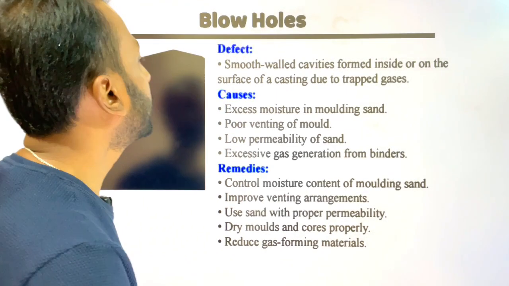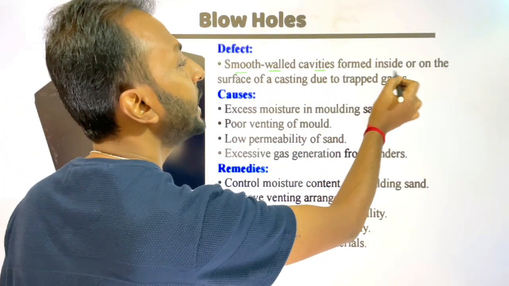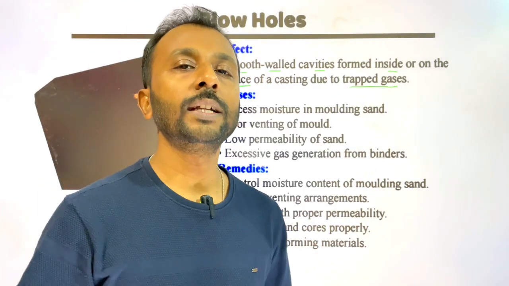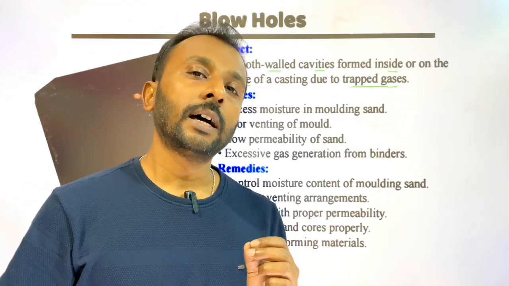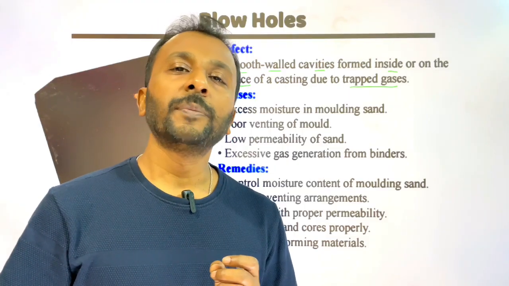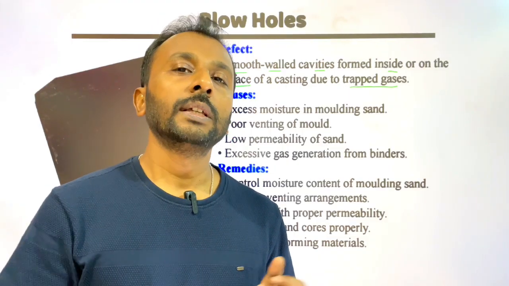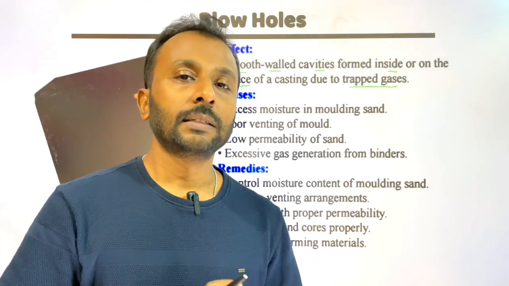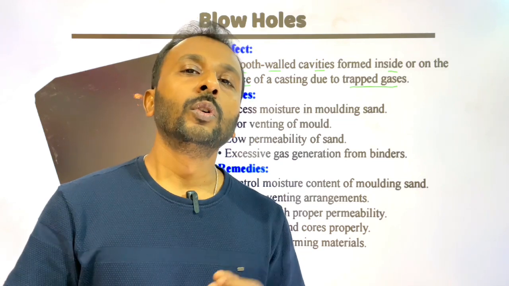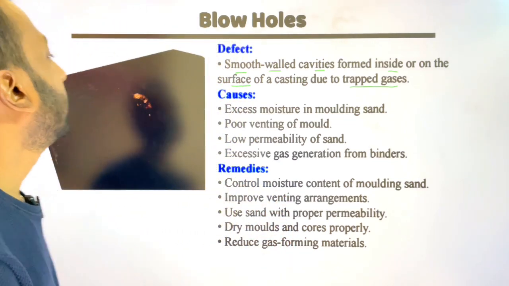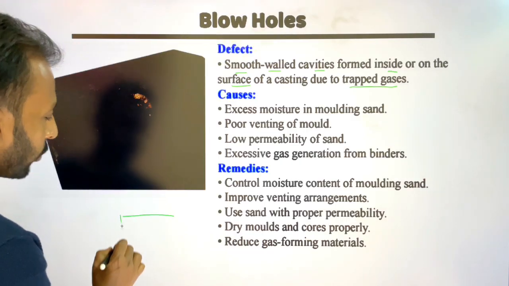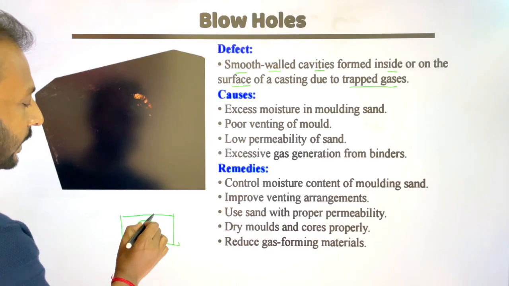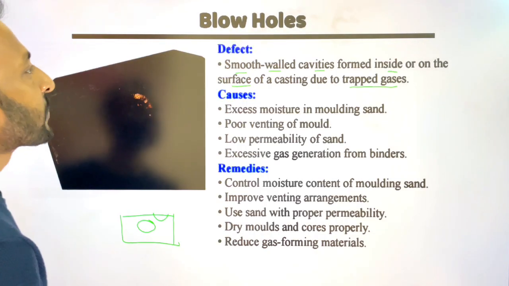So what is blowholes? Blowholes are smooth walled cavities formed inside or on the surface of a casting due to trapped gases. So when we are doing casting in a molding box, gases are produced, the vapor of H2O, CO2, CO. If there is no way for the gases to get out, the gas is entrapped inside the mold cavity, then blowholes may occur. If this is the product, the blowholes can be inside the product or can be visible from the outside. This is the blowholes.